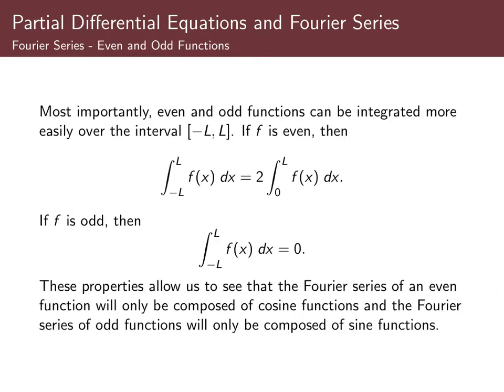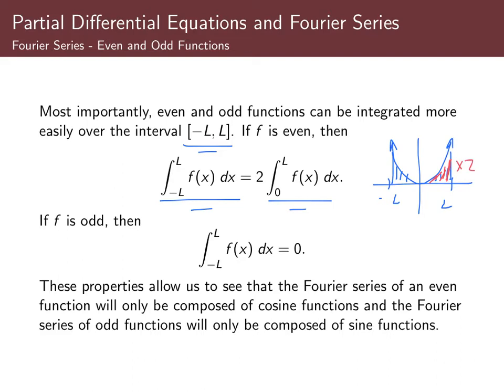Probably most importantly, even and odd functions can be integrated more easily over intervals of the form negative L to L. If f is even, then the integral from negative L to L of f of x is just twice the integral from 0 to L. If we look at the area from negative L to L, we can just find this area and multiply it by 2.